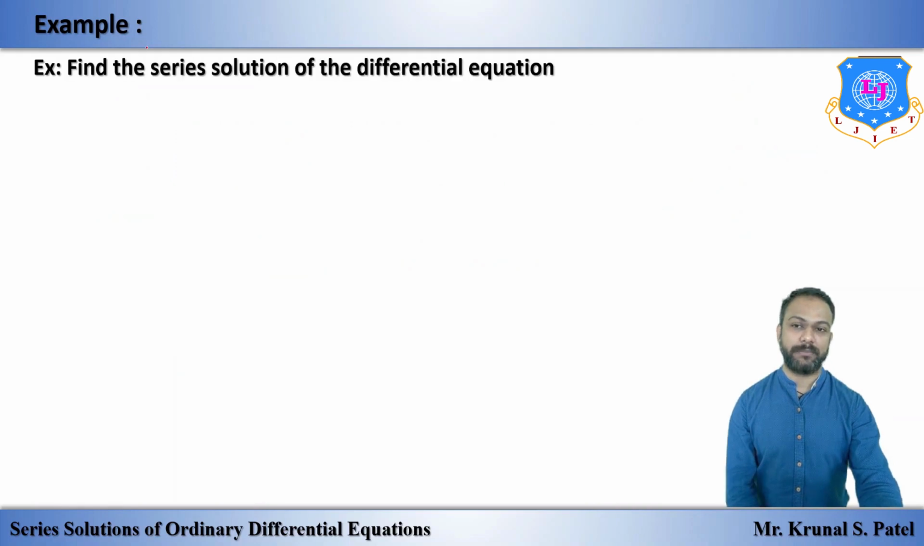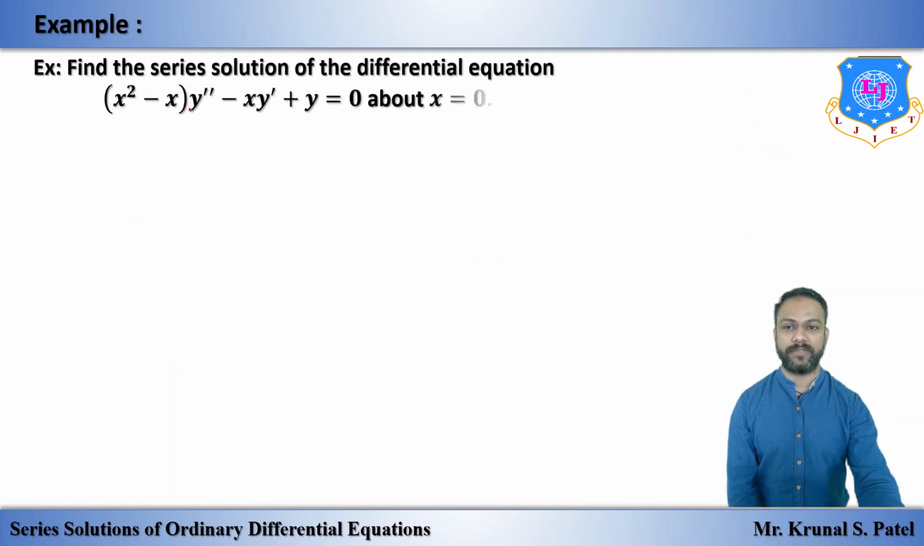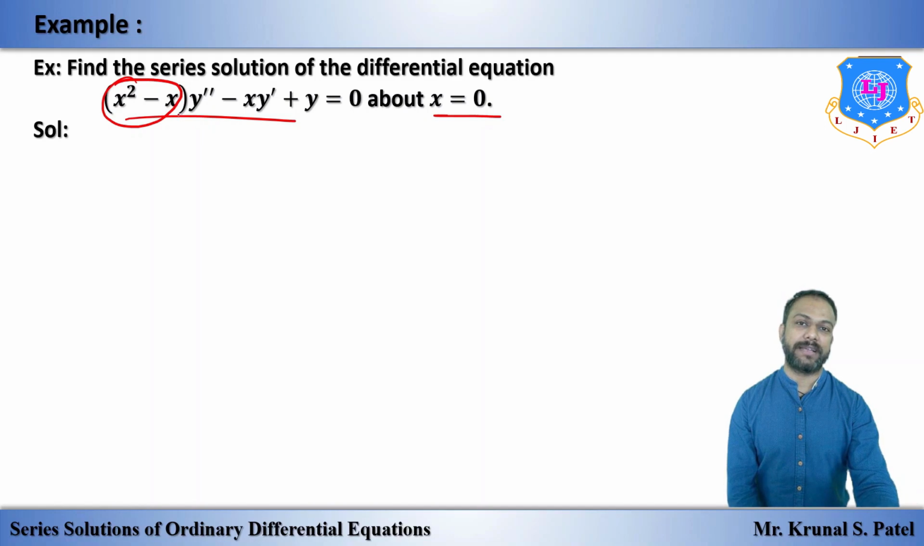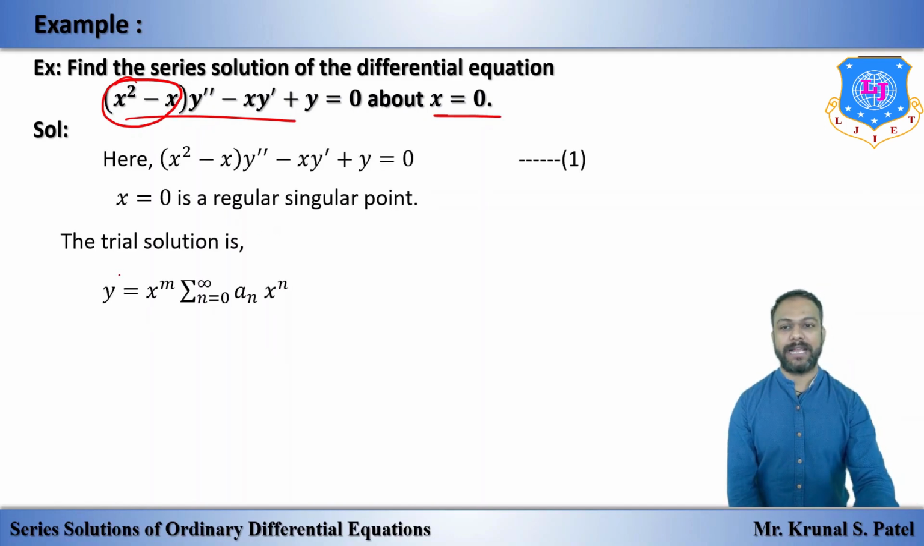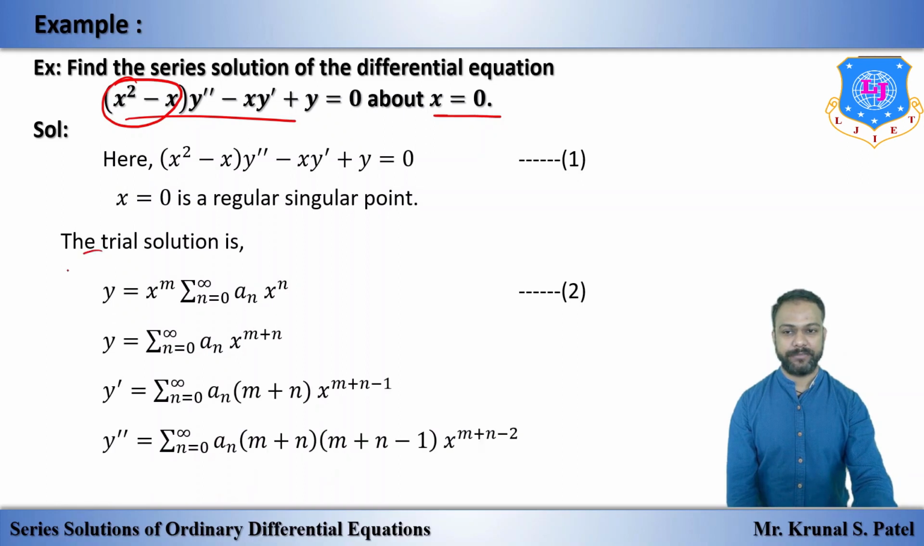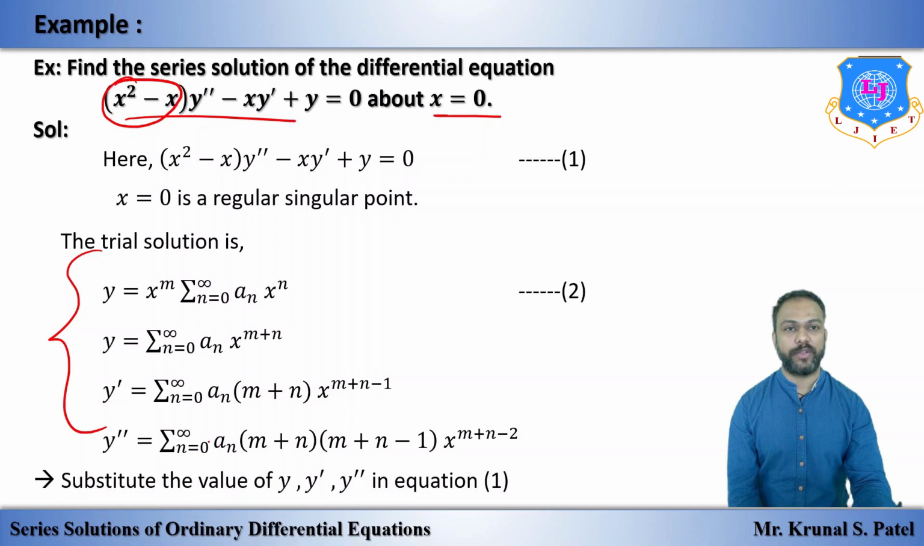So we have this example: find the series solution of the differential equation about x is equal to 0. For x is equal to 0, the coefficient of y double dash becomes 0. So we can say that x is equal to 0 is a regular singular point. And we know the trial solution is given by the same as we know; this is our first step. Second step, substitute all these values in equation number 1. So this bracket as it is, we'll put the value of y double dash, x as it is, we'll put the value of y dash, y as it is.